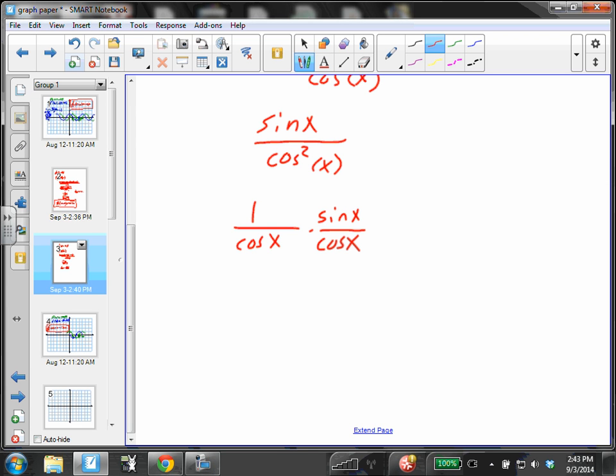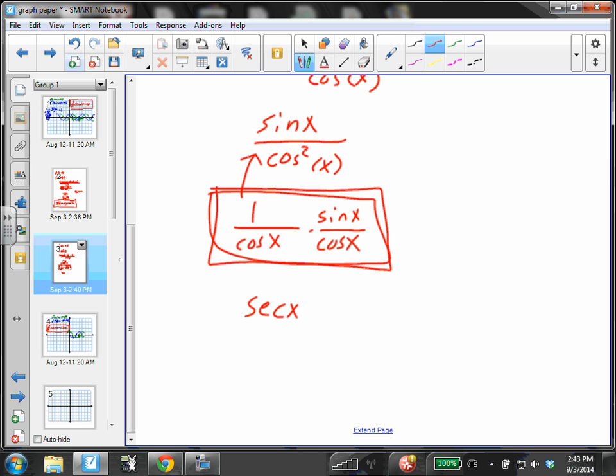Now, does everybody agree that what I've written down right here is the same as what I have up here? Because if we do top times top, we're going to get sine. And if we do bottom times bottom, we're going to get cosine squared. So now I'm just going to transform these things. 1 over cosine is the same as what? Secant. So this is secant x times, and sine over cosine is tangent x.